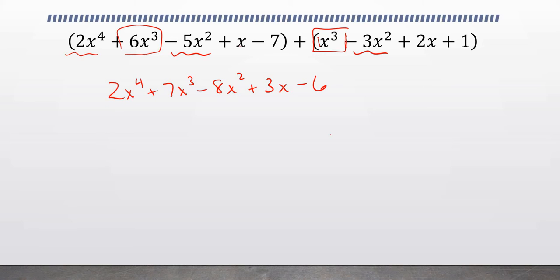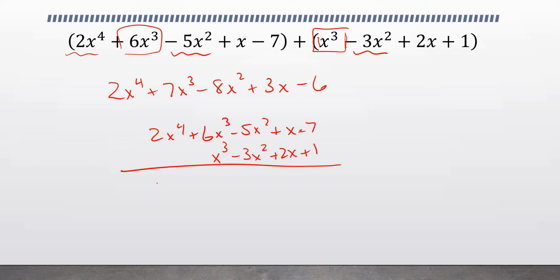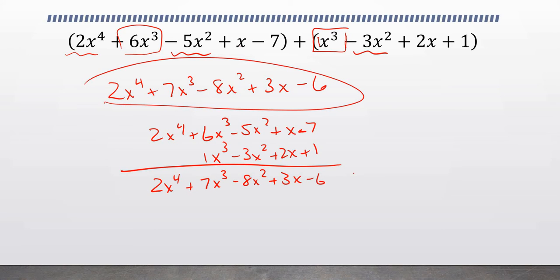If you did the vertical method, 2x to the fourth, 6x cubed, minus 5x squared plus x minus 7. And I'm being careful to line up the right powers underneath each other. Then working down, 2x to the fourth, 6 plus 1 is 7, negative 8 plus 3, whoops, that's a negative 7, so minus 6 at the end. Again, same answer. It doesn't matter which method you use. Pick one that's most comfortable for you and work with it.